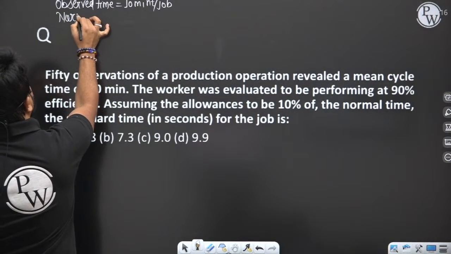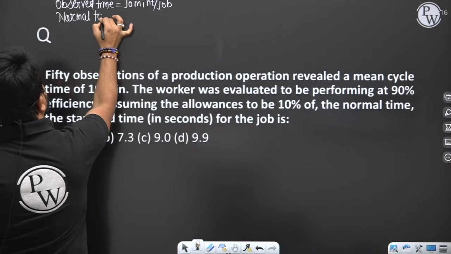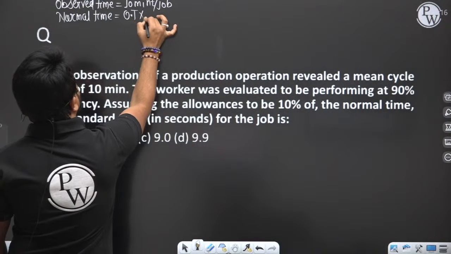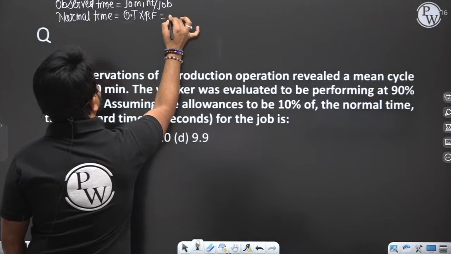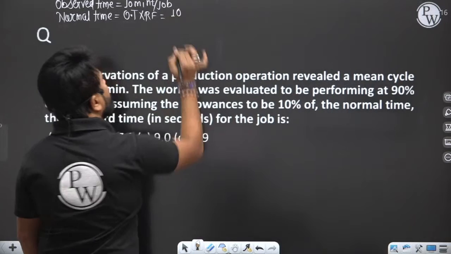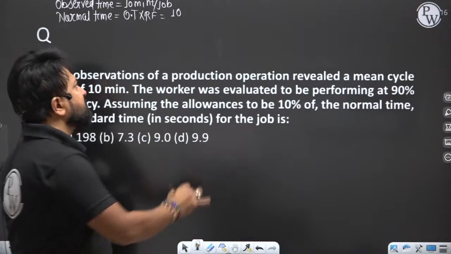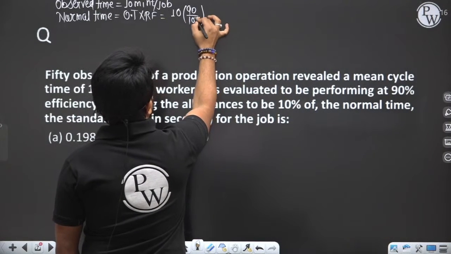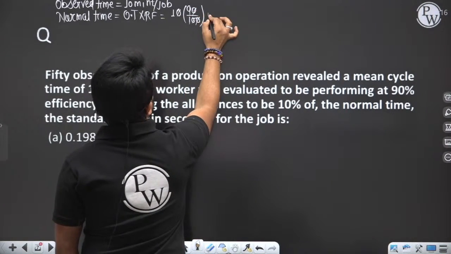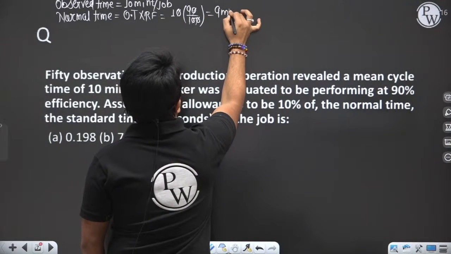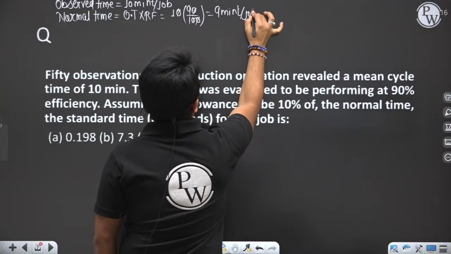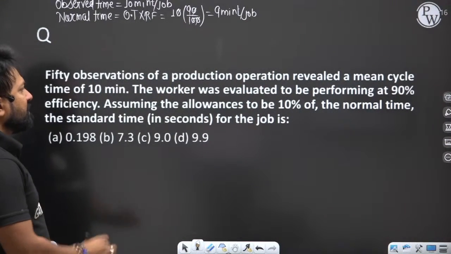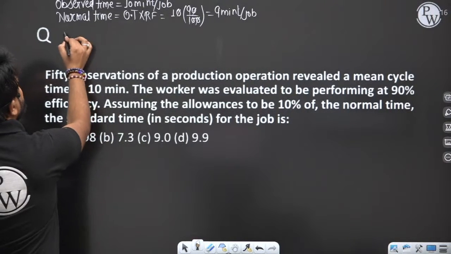Normal time is equal to observed time into rating factor. Observed time is 10, and the rating factor is 90%, so 90 divided by 100. It will become 9 minutes per job. So the normal time is 9 minutes per job.